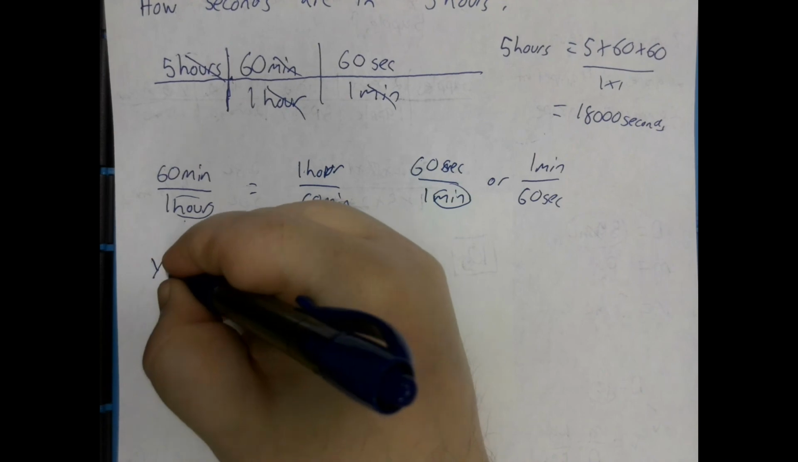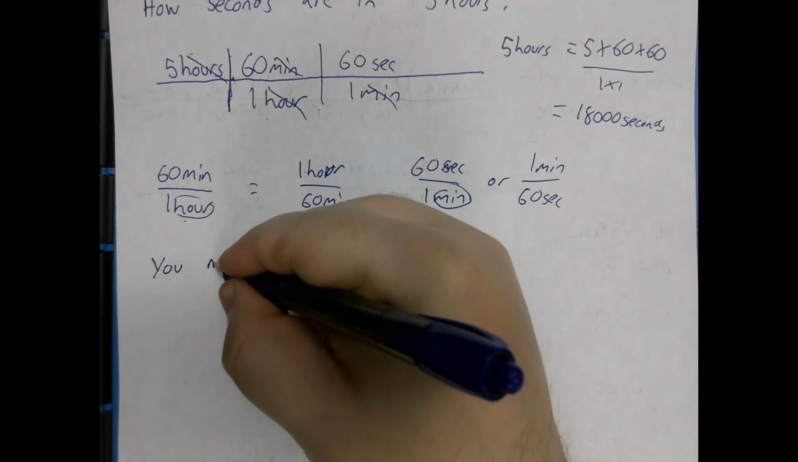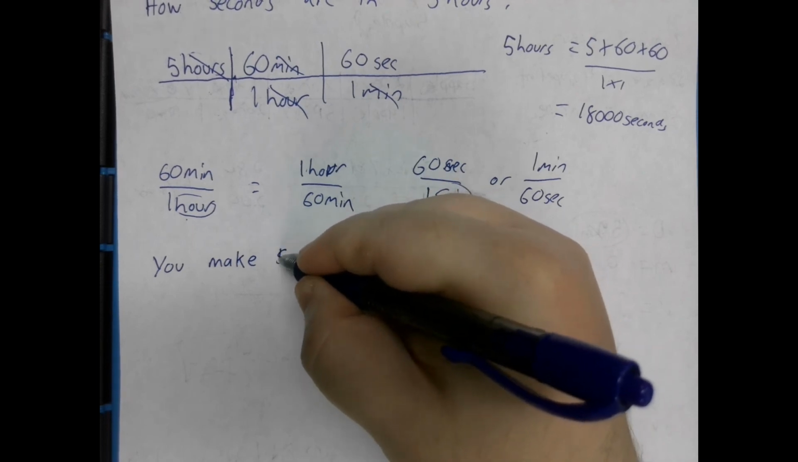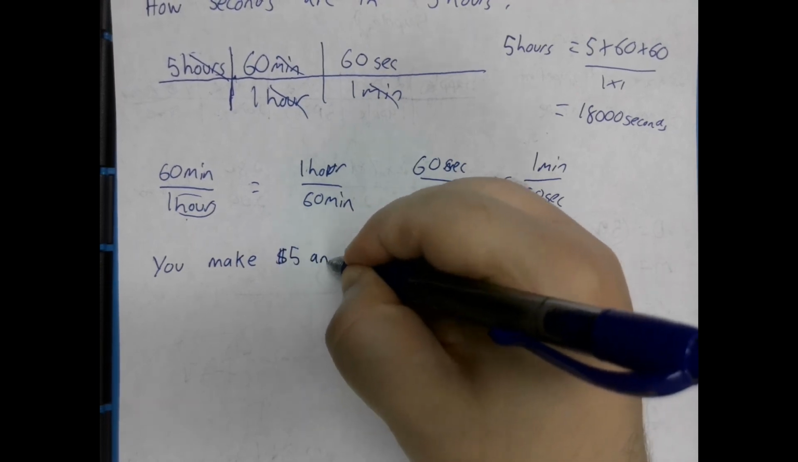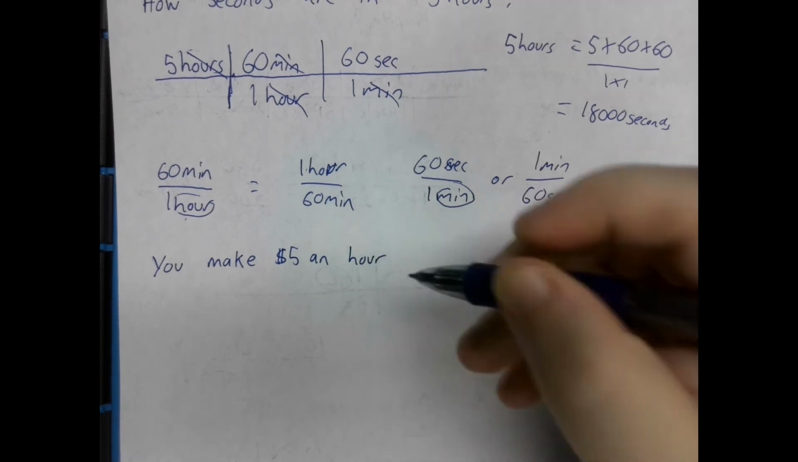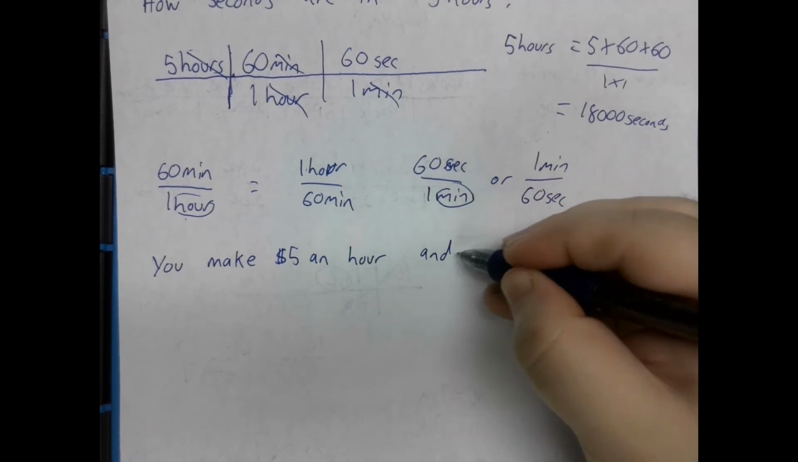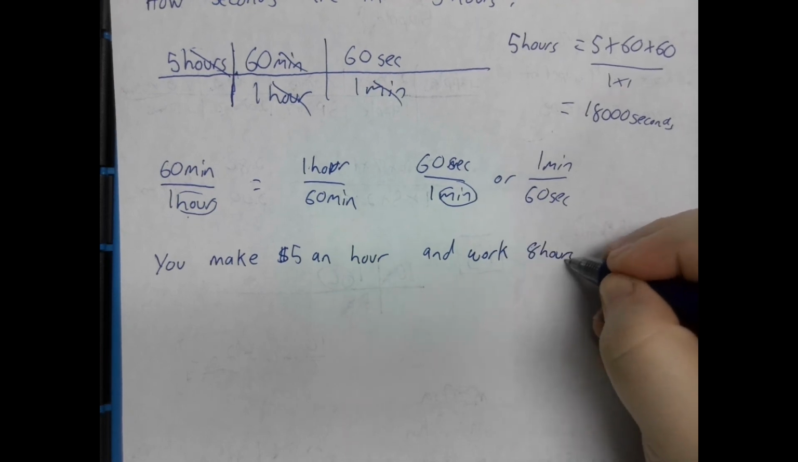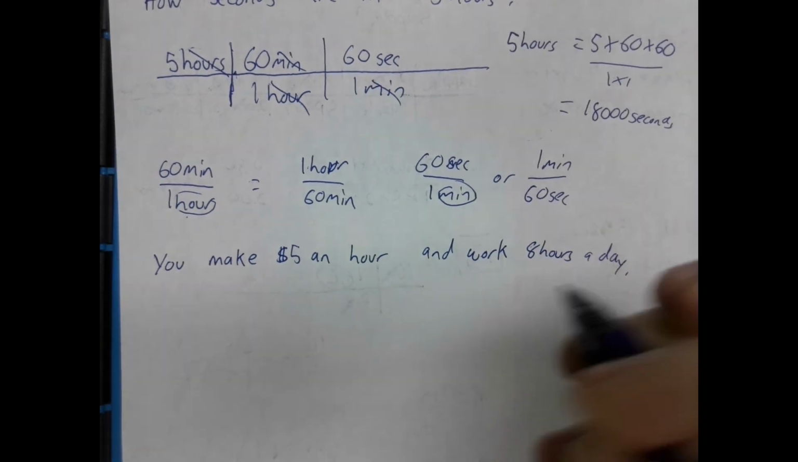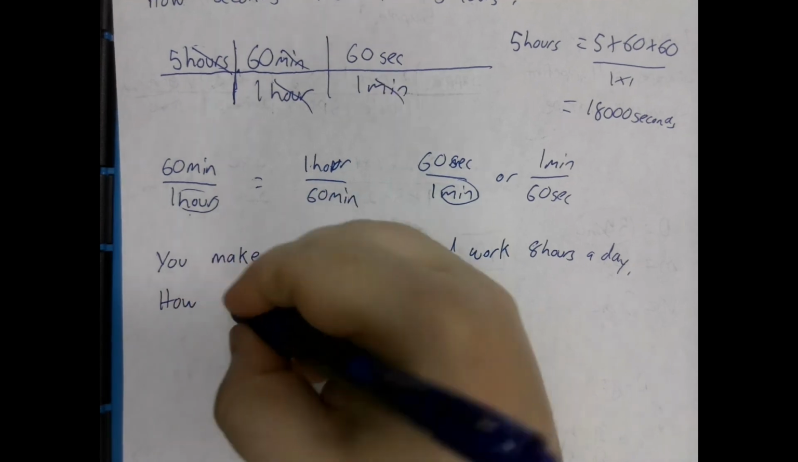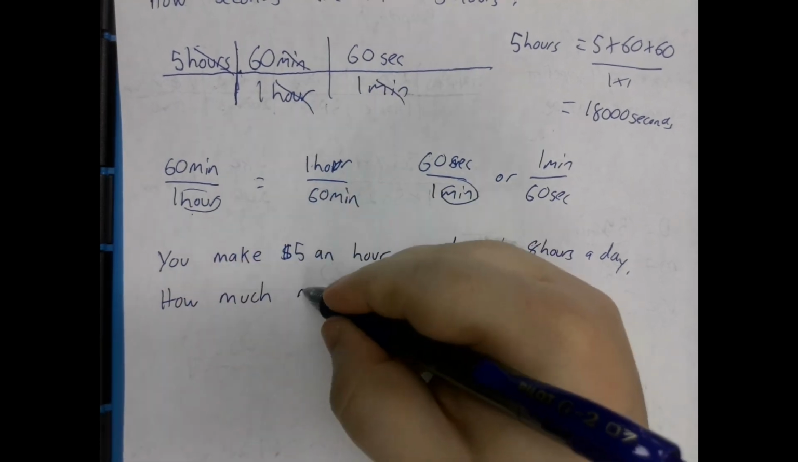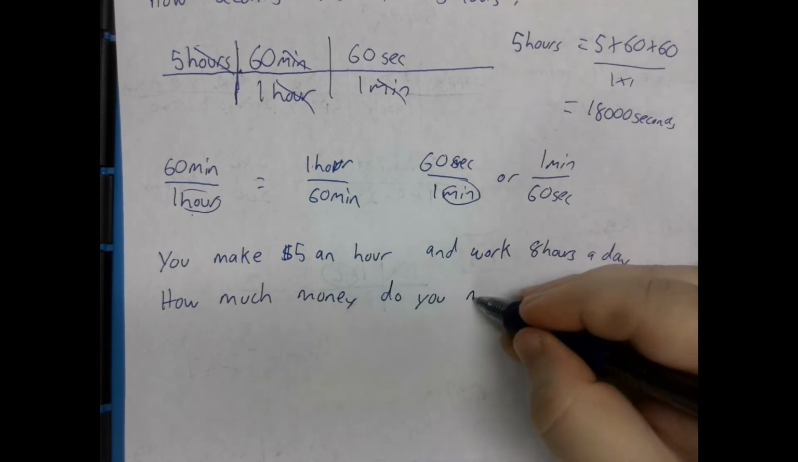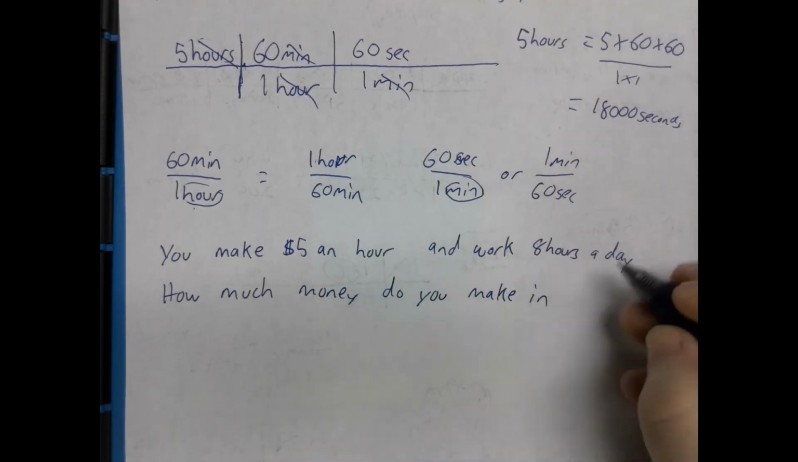So you make $5 an hour and work 8 hours a day. How much money do you make in 10 days?